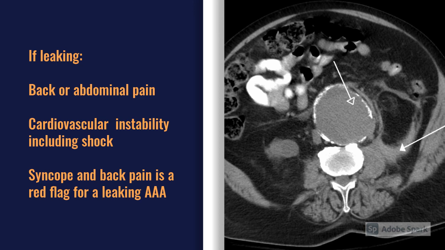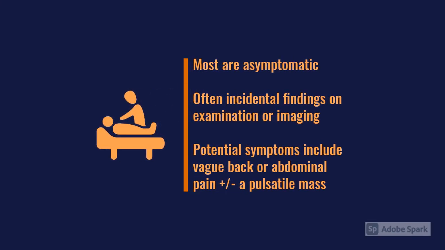But the majority have unruptured or asymptomatic aneurysms that are incidental findings on a routine examination or on imaging for other causes. You can get some vague back pain, some vague abdominal pain. You might feel a pulsatile mass on examination, but lots of patients who have the small aneurysms, the 3 to 4 centimetres, don't tend to have too many clinical features to complain about.